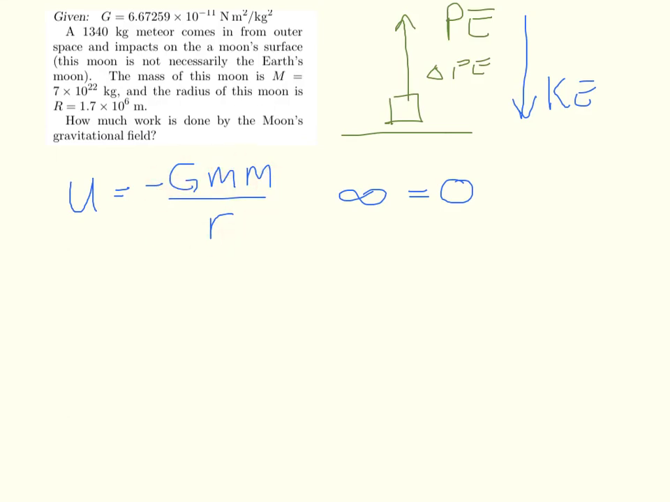So if you calculate this, this is going to be the potential energy at the surface. That is going to be how much work is done by the moon's gravitational field. But if this is negative, then the work done is the change in kinetic energy, and that's going to be positive. So enter that in as a positive number.